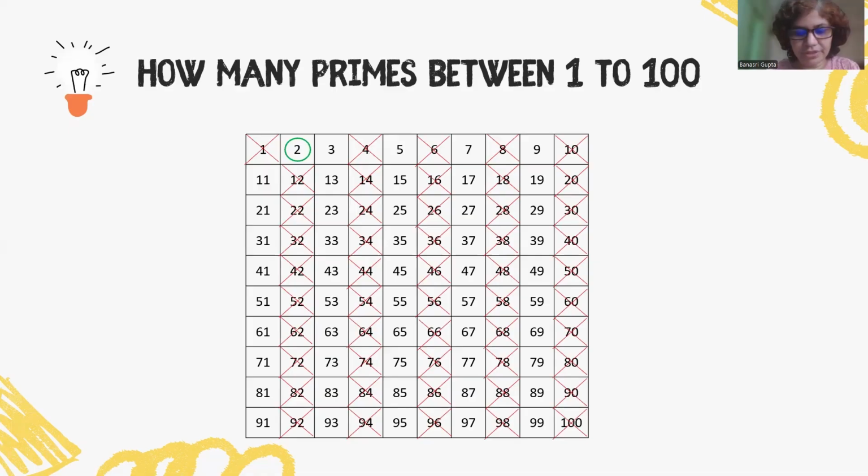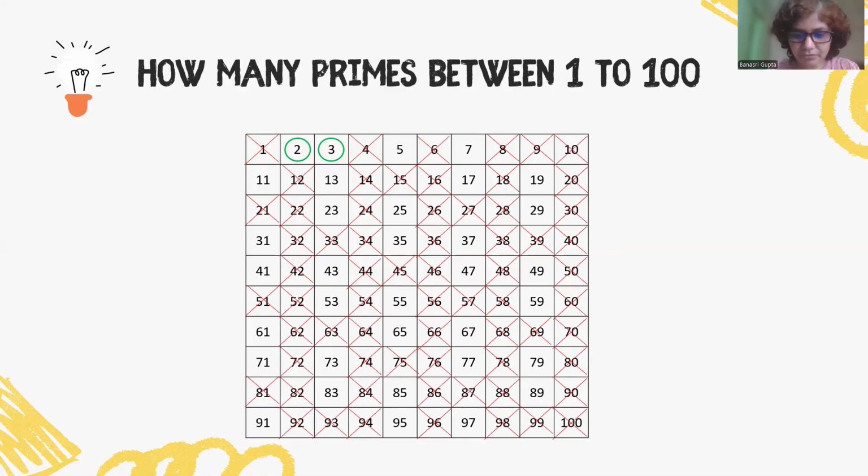Now after 2, we see that 3 is not crossed. So we will circle it. 3 is a prime number because it doesn't have 2 as a factor. We will now cross out all the multiples of 3, which are not crossed out before. Like this, we will cross out till the end.